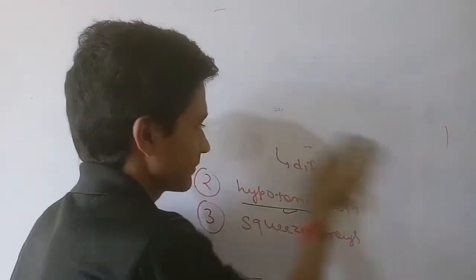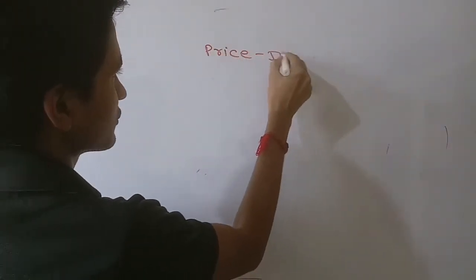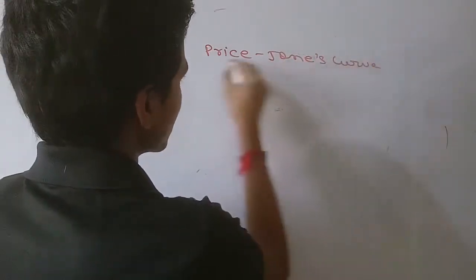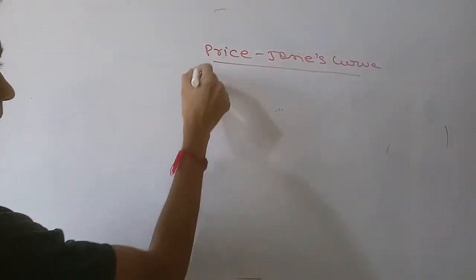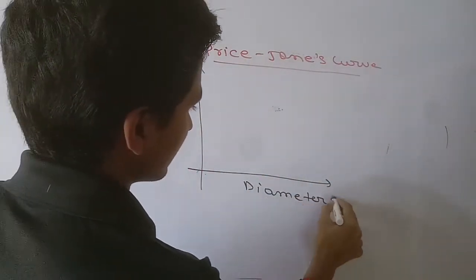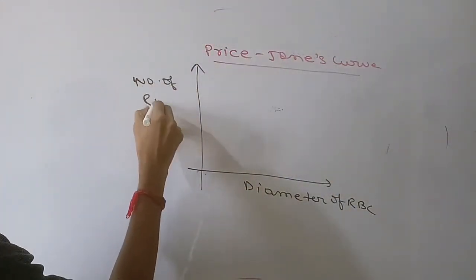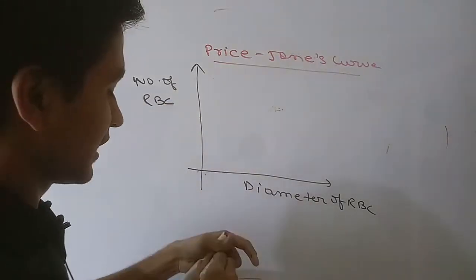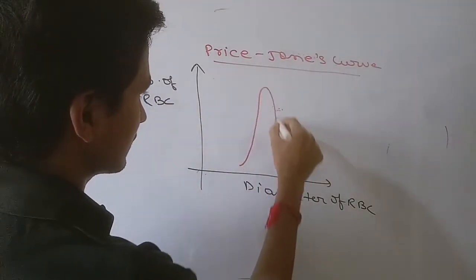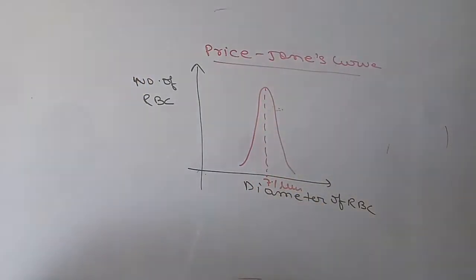Now we are going to the second part. One more thing we are going to discuss here is a graph, the Price Jones curve. Basically this graph is between the diameter of RBC and the number of RBC, and it is found that this graph peaks at about 7.2 micrometer. Clear?